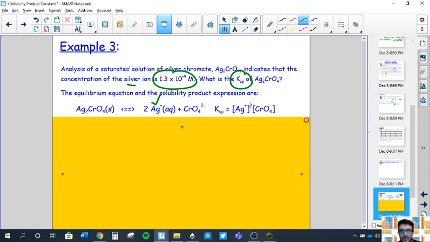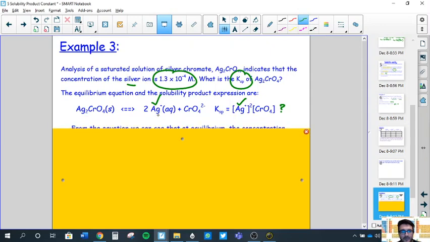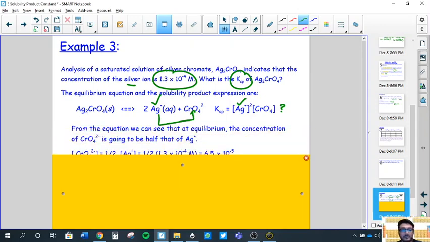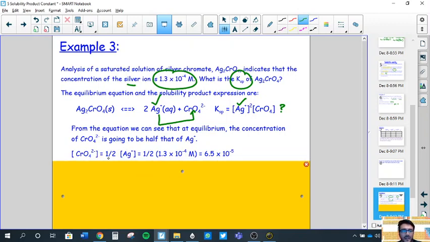Our Ksp expression looks like this. We have silver, and we need to know what chromate is to figure out Ksp. Hopefully that isn't too complicated, but if you notice, this is a 2-to-1 ratio. So essentially, whatever value you have here, it's just half of that for chromate. That's really all there is to it. To figure out the chromate concentration, you take half the concentration of silver, and you get 6.5 times 10 to the negative 5. Of course, this stands for moles per liter, molarity.